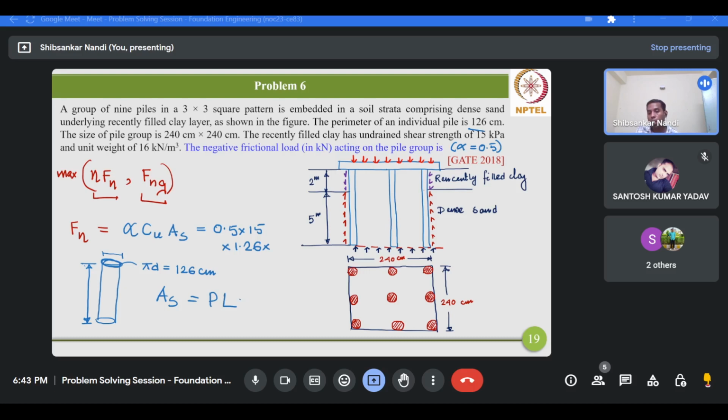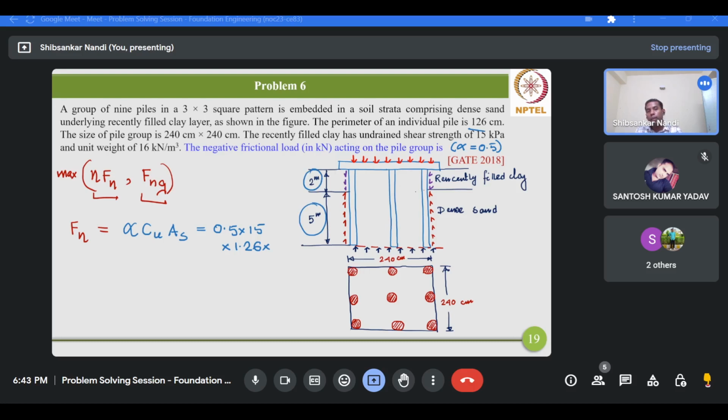But I am asking about the length. How you should calculate this length, or what value you should consider for this length. So length, I hope it's clearly visible from the slide. Now, what is the total length of the pile? So the total length of the pile, this is 2 meter plus 5 meter. This is 2 meter, this is 5 meter.